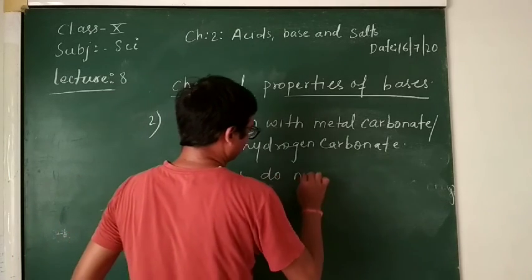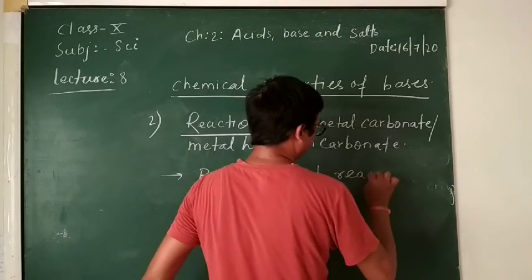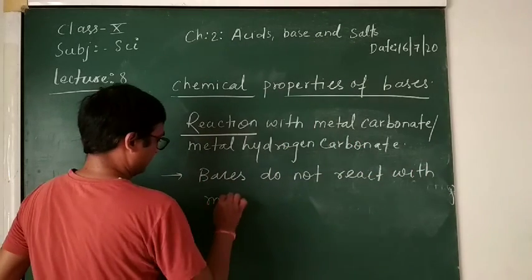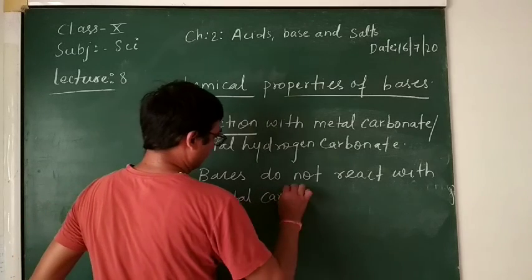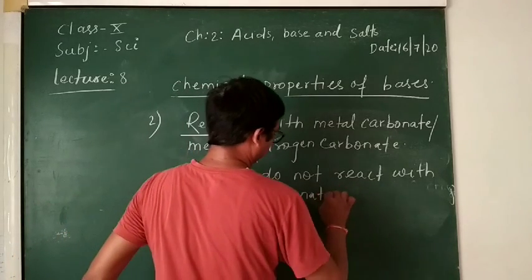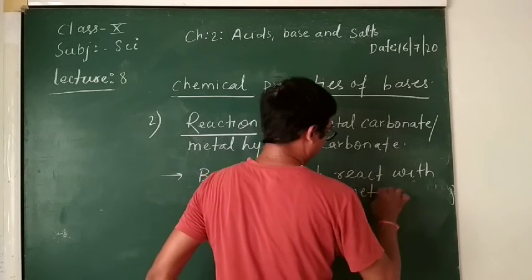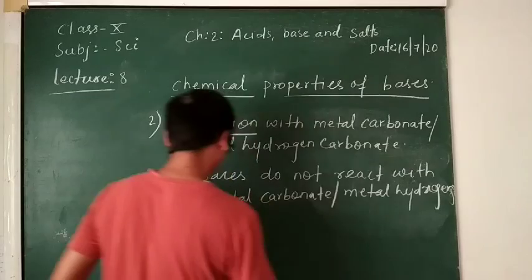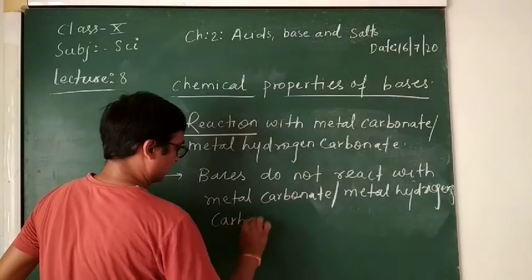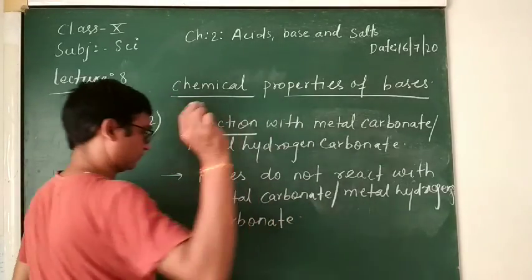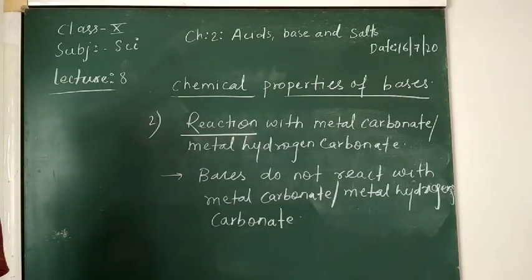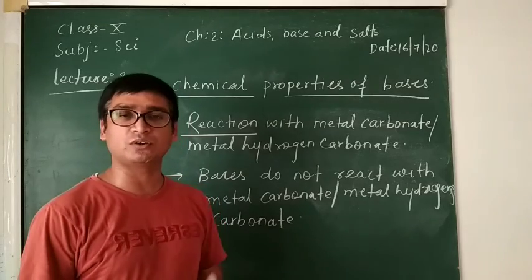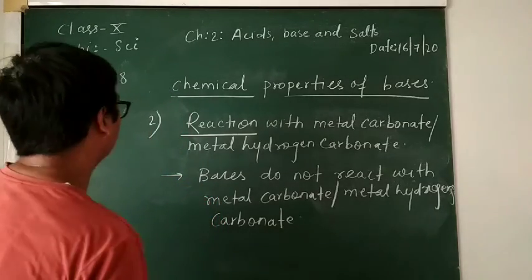So we can say that bases do not react with metal carbonate or metal hydrogen carbonate. So this is the second property, meaning bases do not react at all with metal carbonate or metal hydrogen carbonate.